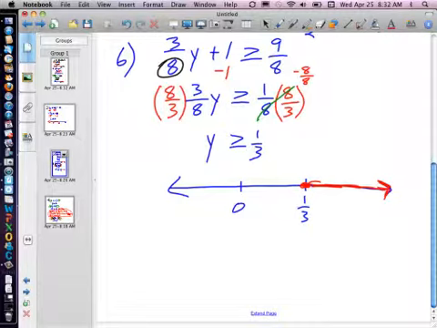So if we go a little higher, like 2/3, then we're at 1/4 plus 1. So 1 1/4 is greater than or equal to 1 1/8. So that's true. So we can be more reassured if we do it like that.